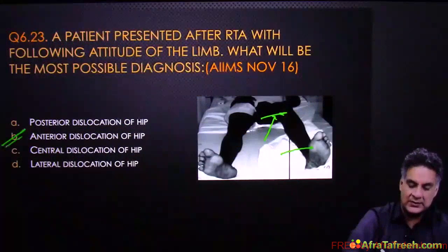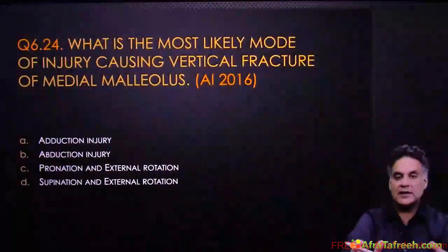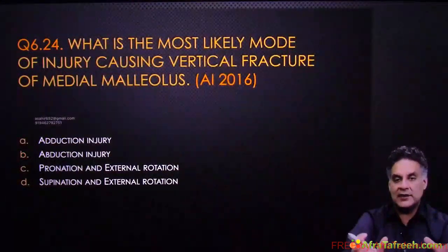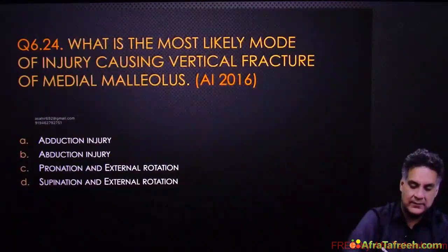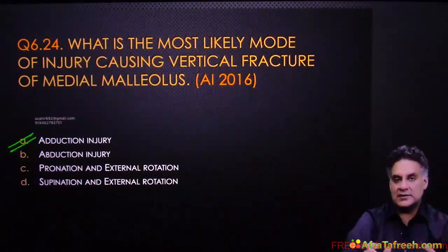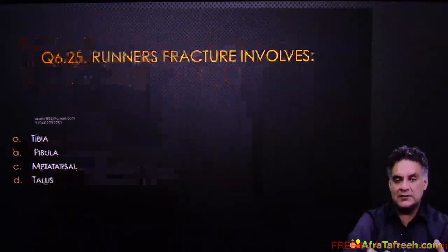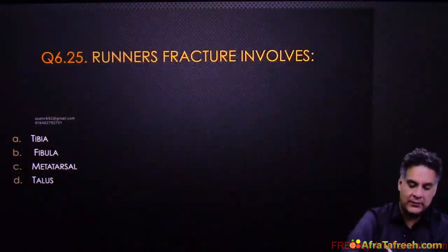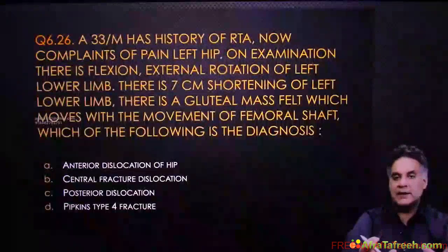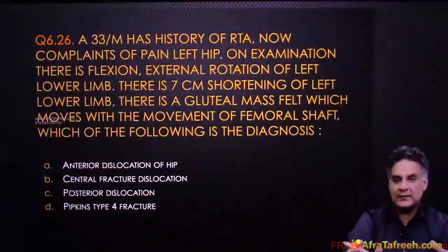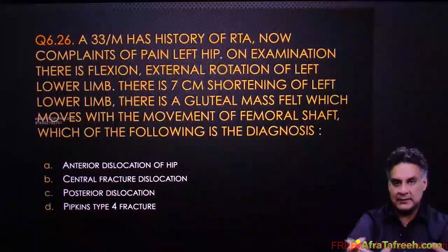Patient presented with RTA, flexion, abduction, external rotation. This is anterior dislocation. What is the most likely mode of injury of vertical fracture of medial malleolus? Adduction injury. We had a word: supination adduction injury, vertical fracture of medial malleolus. Runner's fracture, fibula.